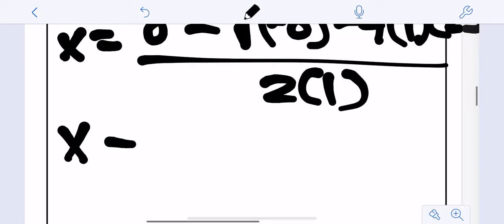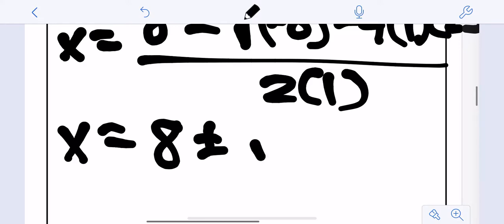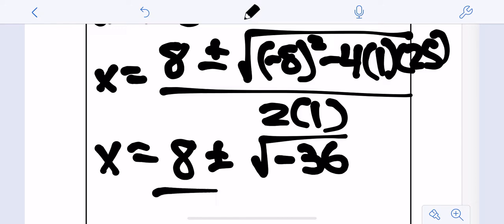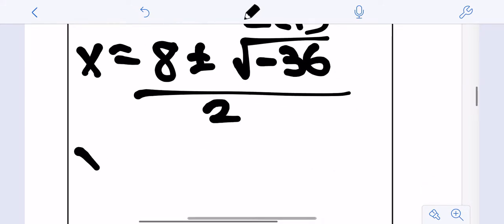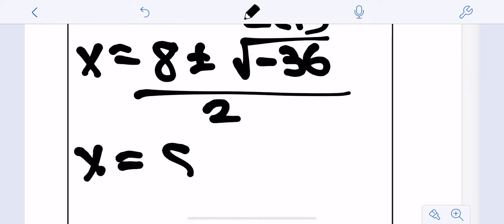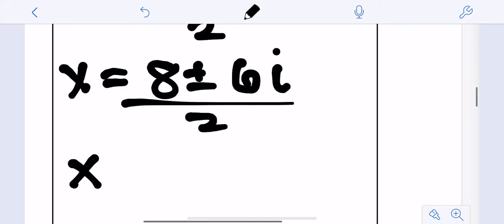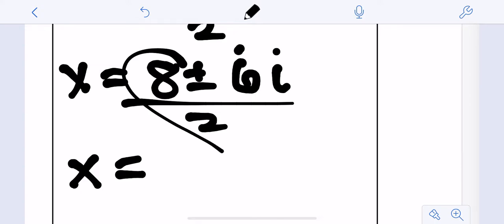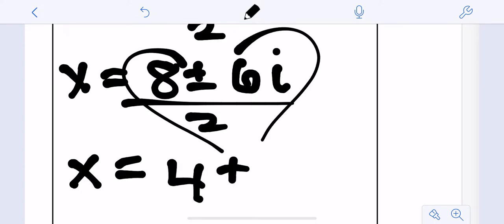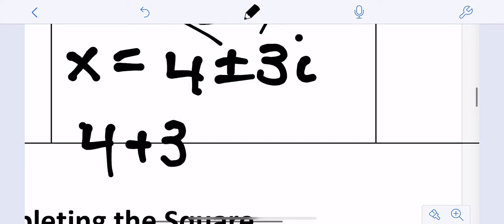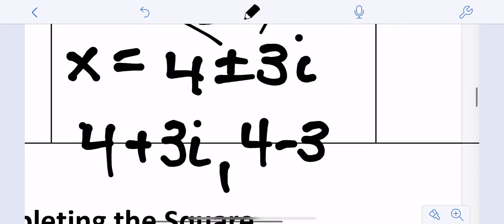So I wind up simplifying under the radical first with 8 plus or minus the square root of 64 minus 100, which is -36, all over 2, which is correct, but we need to simplify. So 8 plus or minus the square root of 36. Well, the square root of 36 is 6. Square root of -1 is i, all over 2. And I want to write this in a plus bi form, so I'm going to divide each of these by 2. So 4 plus or minus 3i. So it's 4 plus 3i and 4 minus 3i.